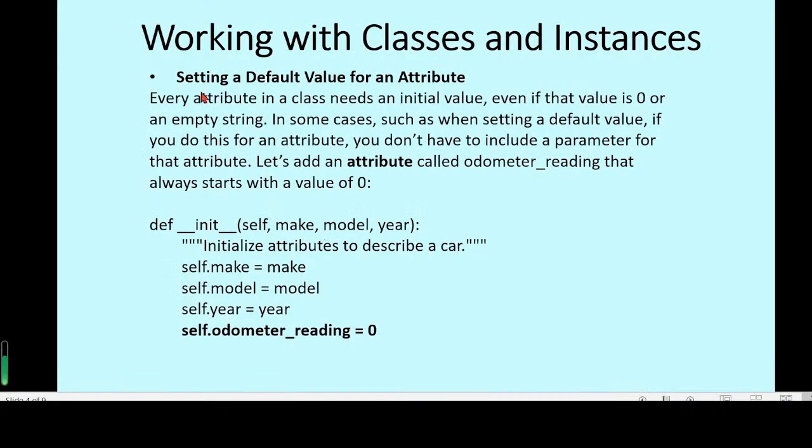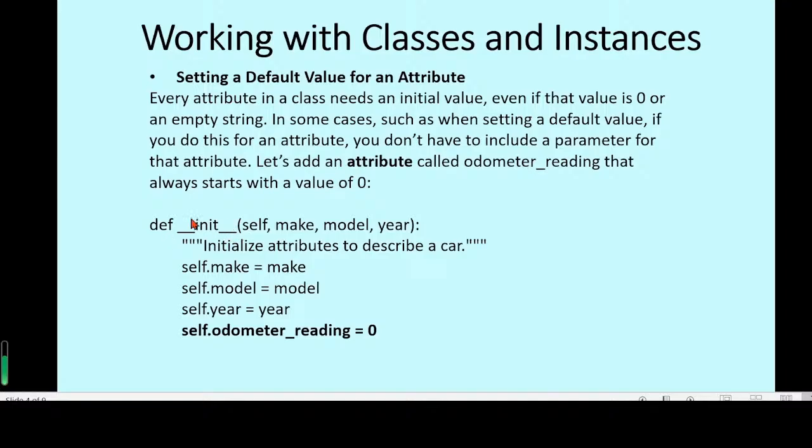We can also set a default value for an attribute. Every attribute in a class needs an initial value, even if that value is 0 or an empty string. In some cases, such as when setting a default value, if you do this for an attribute, you don't have to include a parameter for that attribute. So let's add an attribute called odometer reading that always starts with a value of 0.